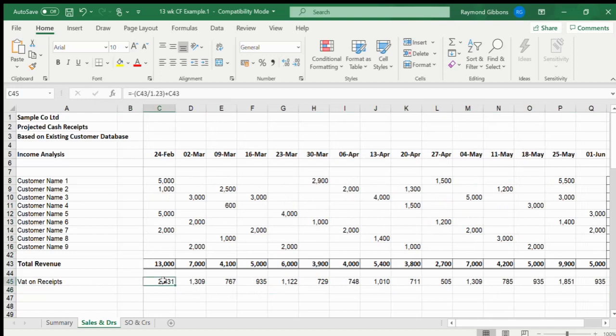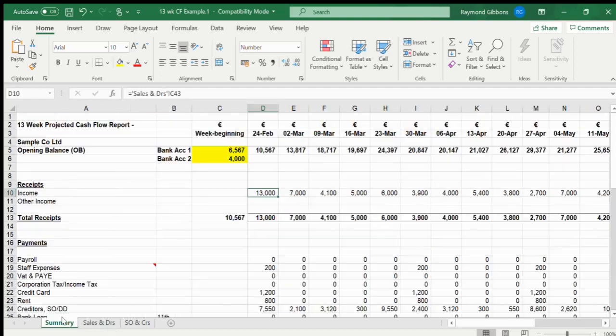As just a pointed note, I have a small formula here. If Sample Company were operating on a cash receipts basis, I would be able to calculate the VAT due on those particular lodgements at the standard rate of VAT or the reduced rate for that matter if necessary. Back in the summary cash flow, you'll notice that all of the cash inflows are now in line 10, income.